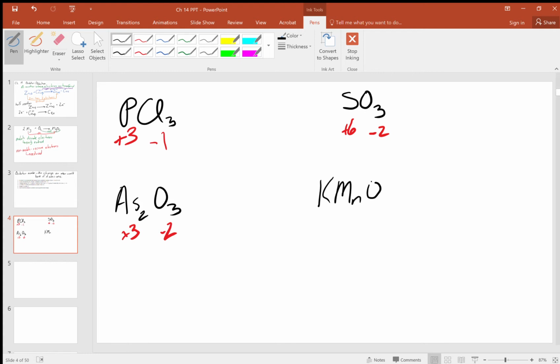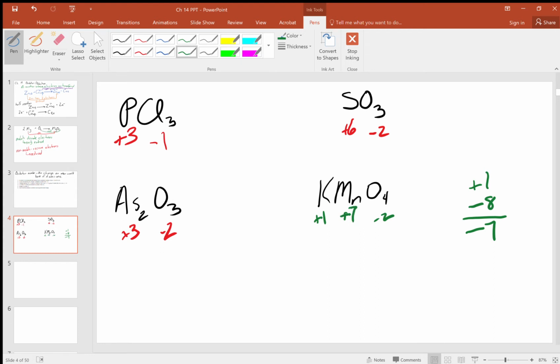And let's do one more, KMnO4, potassium permanganate. Again, we know oxygen is -2. Potassium, being one of our group 1 alkali metals, is +1. So we have a total of +1 from the potassium and -8 from the 4 oxygens, means a total of -7. In order for the overall compound to be neutral, the manganese is going to have to be +7.